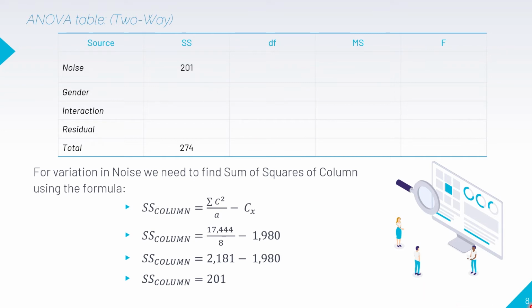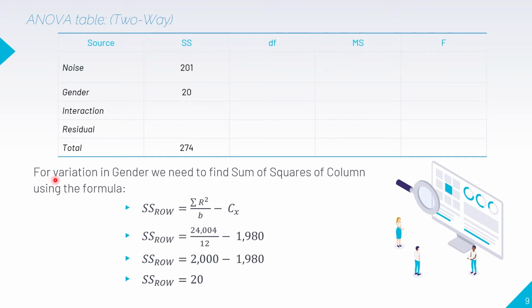Same as for finding our variation in gender, which is our row, we need to find the sum of squares of row. SS row is equal to summation of r squared over b. So our r squared is 24,004 divided by 12 minus 1,980. So 2,000 minus 1,980, we have our SS row as 20. So in our gender, we have 20 sum of squares.